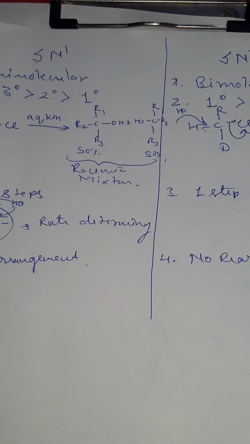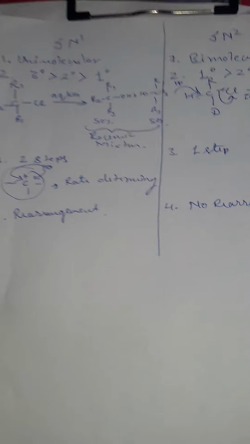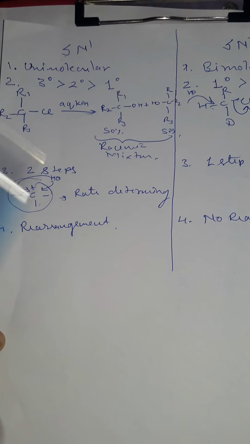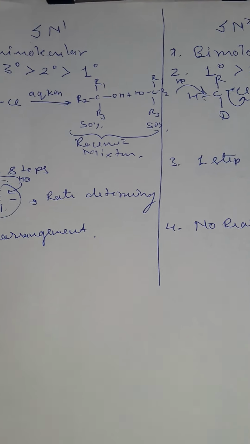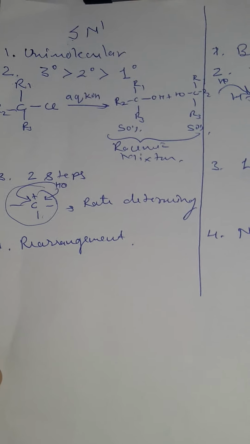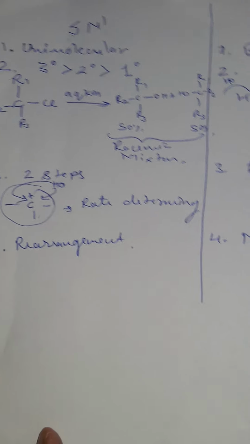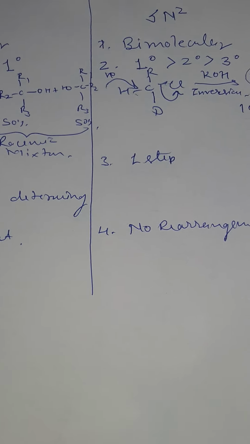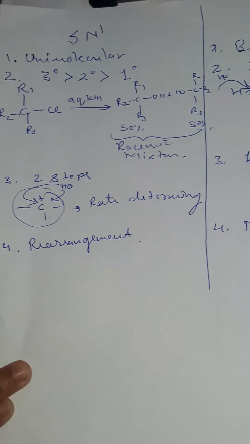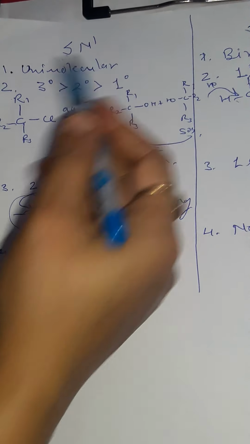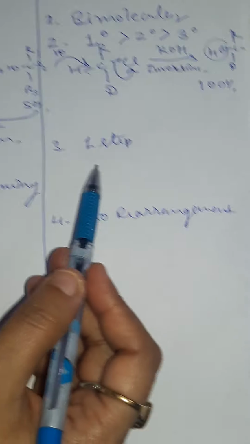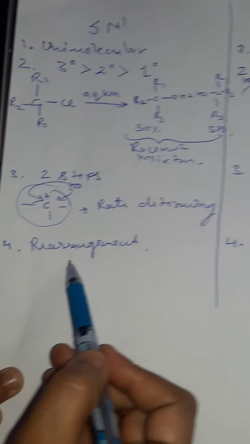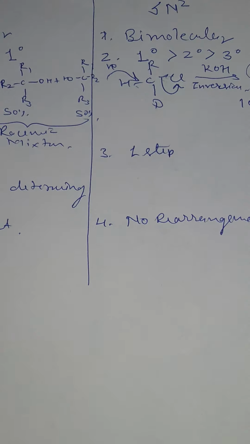So the main difference between SN1 and SN2: SN1 is unimolecular, SN2 is bimolecular. The order of carbocation reactivity in SN1 is 3 degree, 2 degree and 1 degree. In SN2 it is 1 degree, 2 degree and 3 degree. This is the mechanism of these reactions. This one occurs in 2 steps and this one occurs in 1 step. Here rearrangement occurs and here there is no rearrangement.